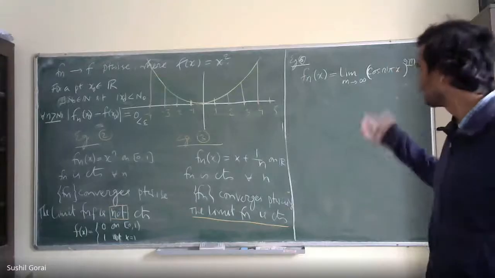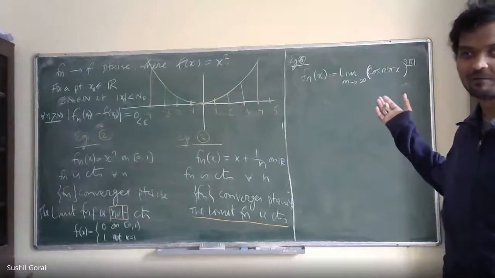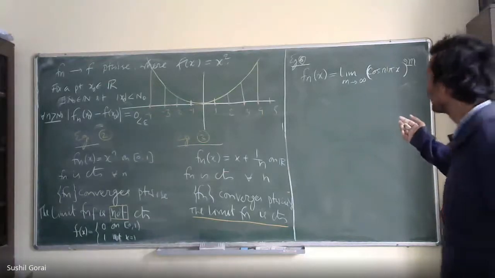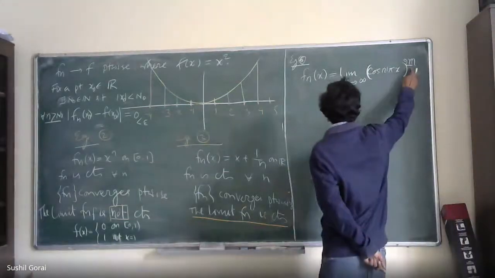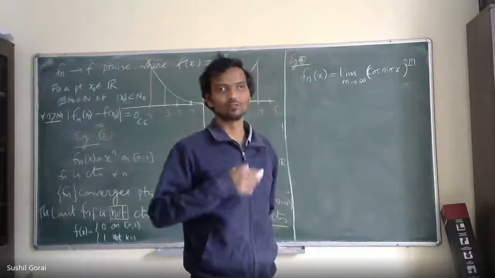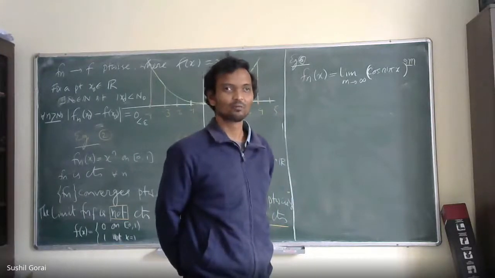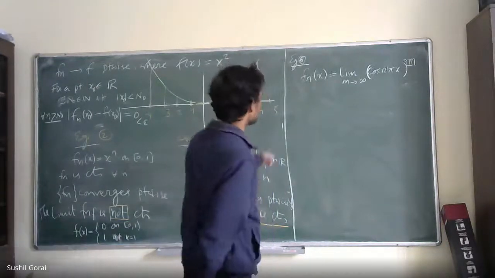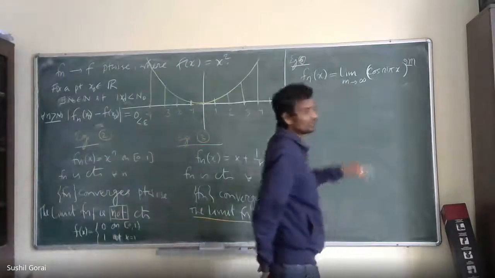Sir, deleting the negative values, are we doing that to stop the oscillation? You need to get a function, so define a function properly. fn(x) is not a function if you remove this. Okay. At some points it has no value, no convergence. As n tends to infinity, you don't get a limit.